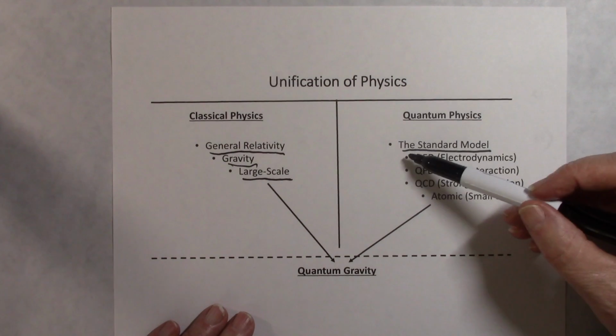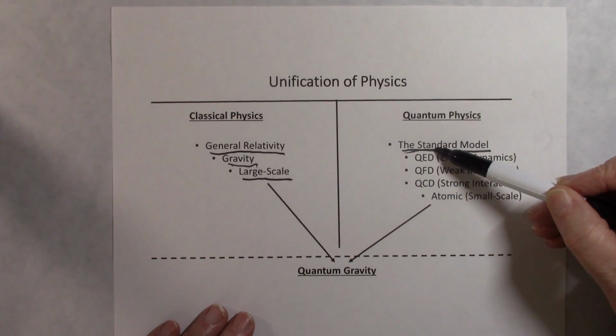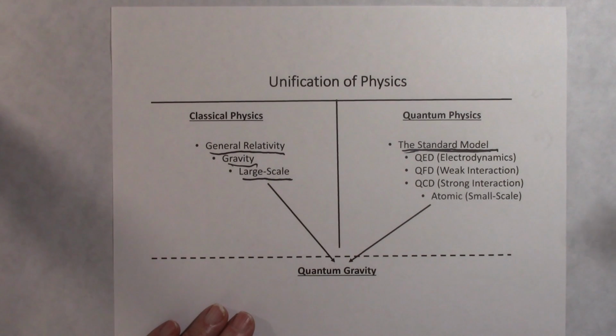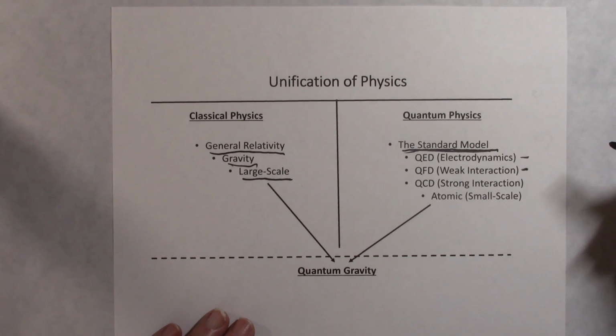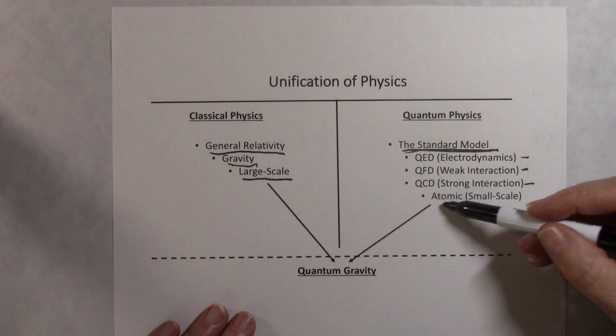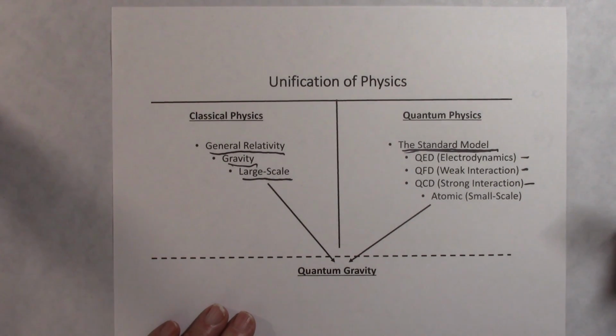In the next video, we'll complete our discussion with an assessment of the Standard Model of Particle Physics. It basically generates three theories: electrodynamics, weak interactions, and the strong force, which describes how the nucleus of an atom stays together. It really is our theory of small-scale physics.